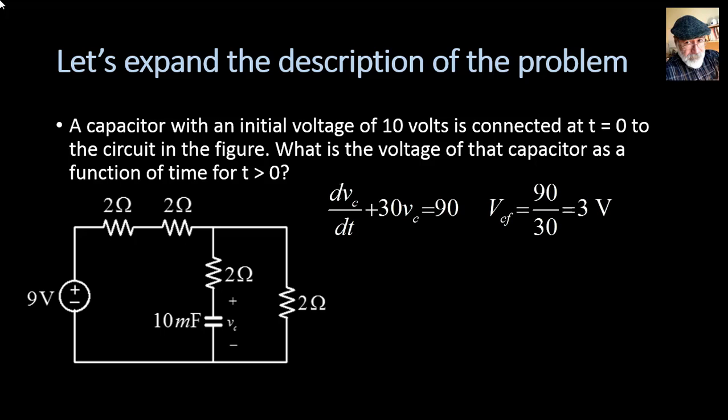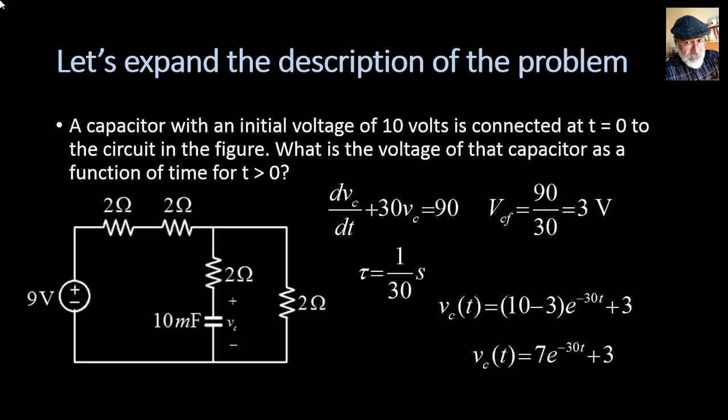3 volts is the final voltage in that capacitor, and the time constant is 1 over 30, A1 divided by A0. So, if the initial value is 10, we can write that the voltage in the capacitor is initial value 10 minus final value 3, times e to the negative 30t, plus the final value 3. That is the voltage in that capacitor.